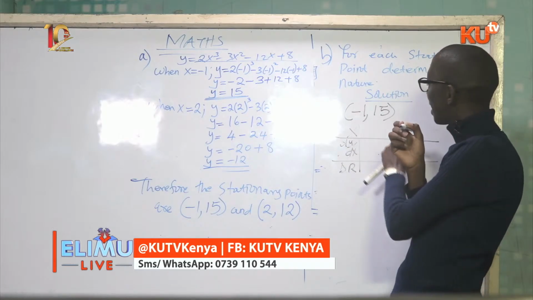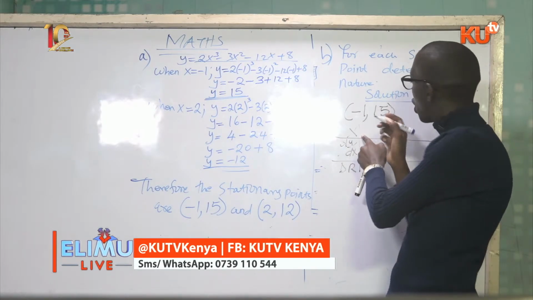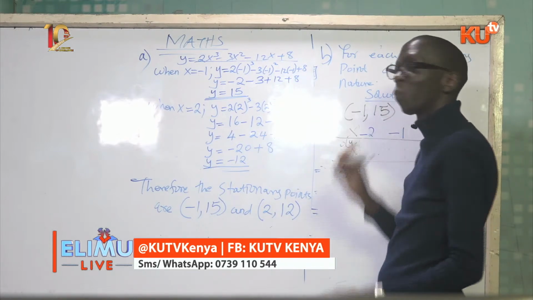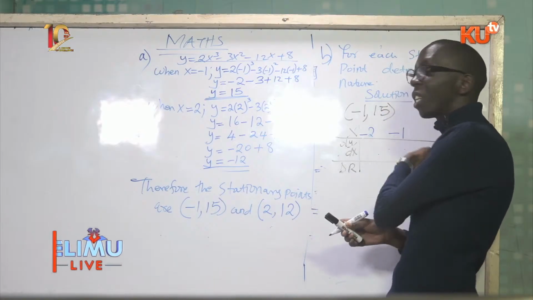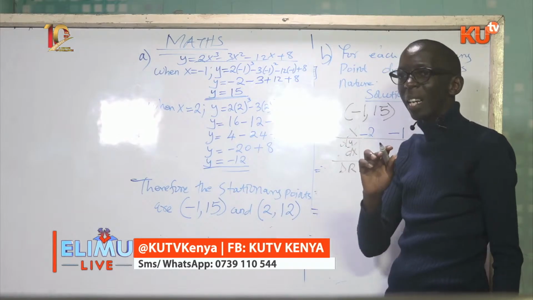So we write it at the middle. Now, behind it, you take negative 1 minus 1, it's negative 2. Ahead of negative 1, you add 1. You get 0. This is what I'm saying, my dear students.